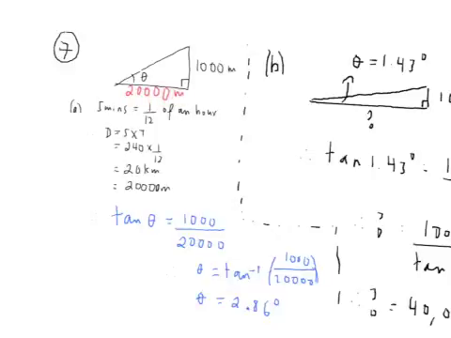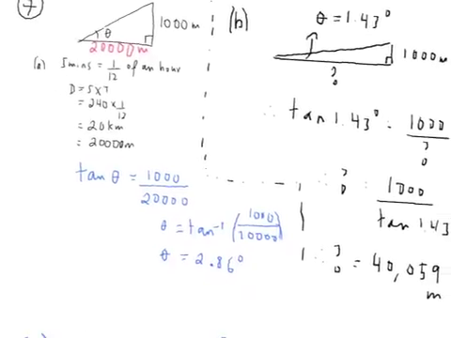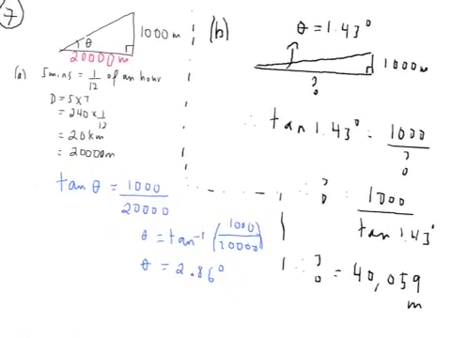So then to find the angle of elevation, I just use my trig ratio tan. Tan is opposite over adjacent, which leads me to tan theta is 1,000 over 20,000. And if I follow that through, it comes out to roughly about 2.86 degrees.